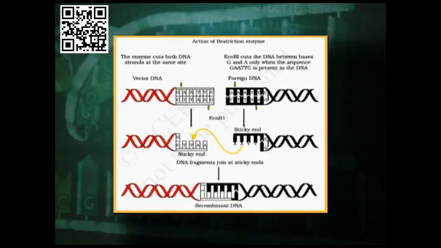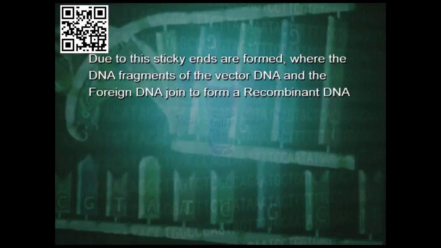Here in this diagram, we can observe the formation of recombinant DNA by action of the restriction endonuclease enzyme EcoRI. The restriction enzyme cuts both strands of the vector DNA at the same time, whereas EcoRI cuts the DNA between bases guanine and adenine only when the sequence GAATTC is present in the DNA. Due to this, sticky ends are formed, where the DNA fragments of the vector DNA and the foreign DNA join to form a recombinant DNA.